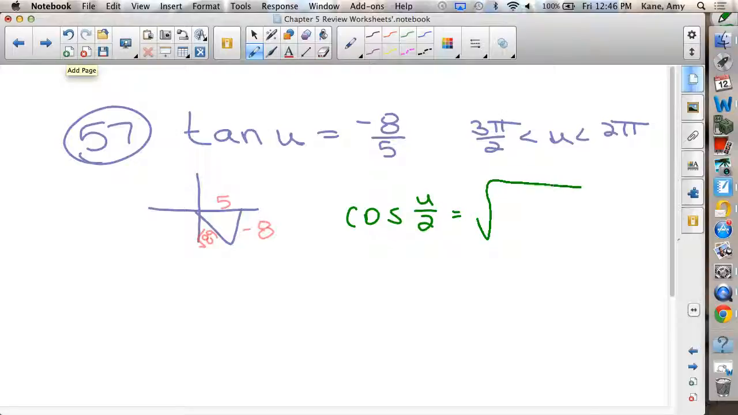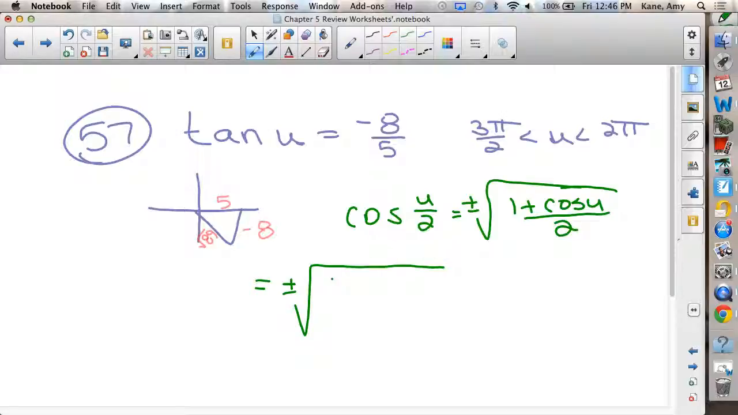And D, the formula for cosine is? Square root of 1 plus cosine over 2. Right. So this is the formula for cosine. We have the plus or minus square root of 1 plus cosine u over 2. So if I plug in the information, the cosine is the adjacent and the hypotenuse, so I would have 5 over the square root of 89, and then all of that's over 2.